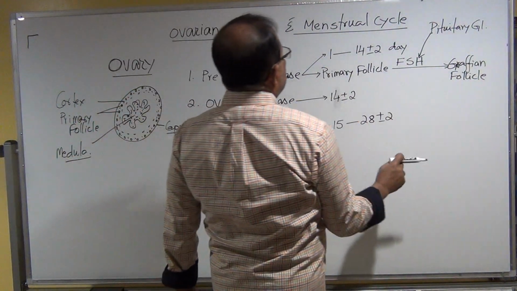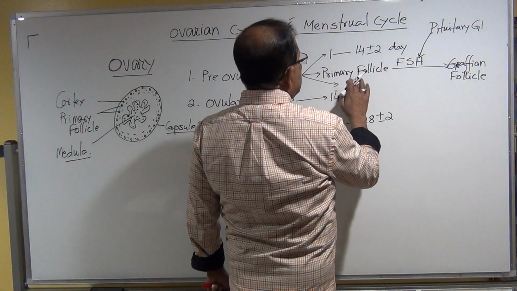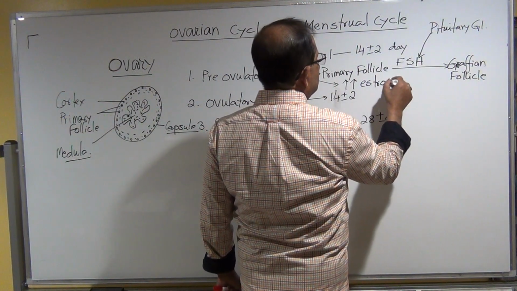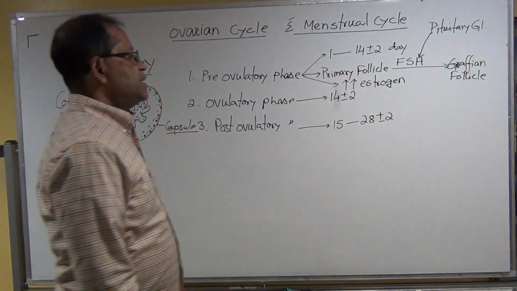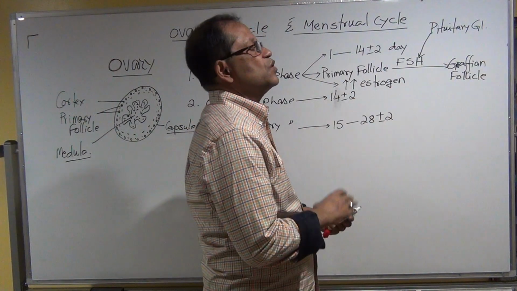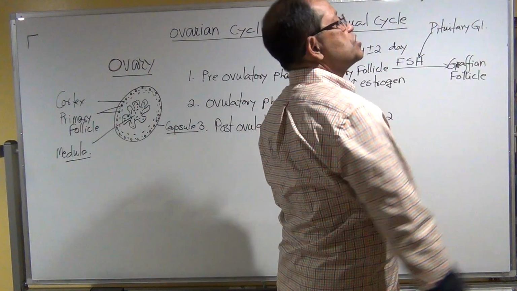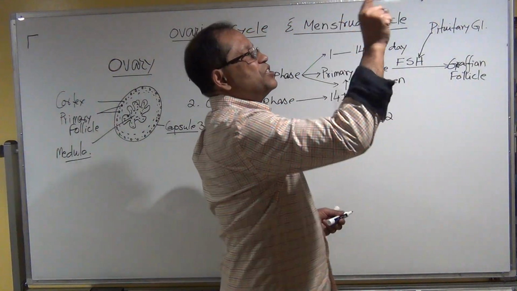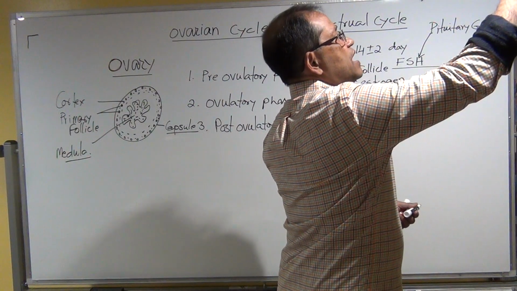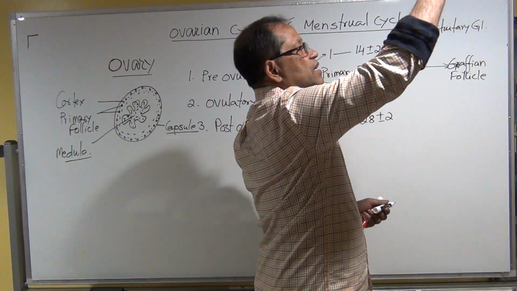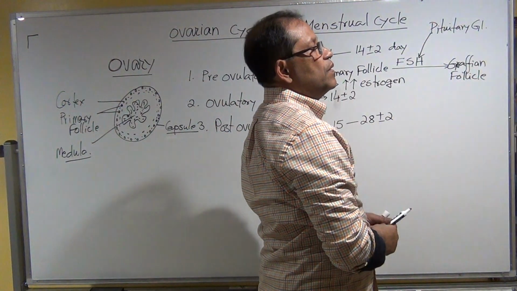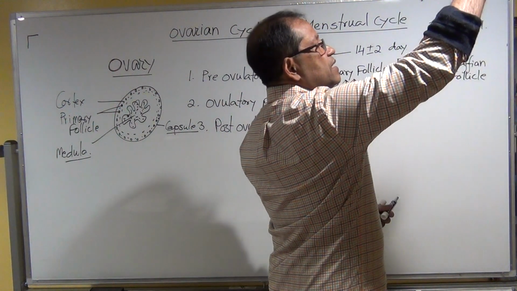And during the pre-ovulatory phase, there is an increase of estrogen. Okay, there is estrogen production, and the highest level of estrogen is reached on the day of ovulation. Estrogen must touch the peak. There is a cutoff point, and when it touches the peak, the LH, luteinizing hormone, is produced by the pituitary. Okay, and ovulation takes place.